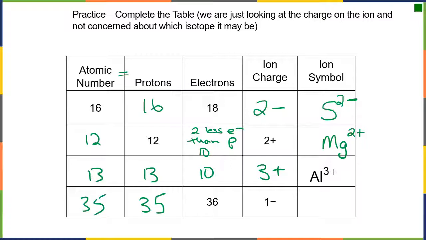So we have element 35 with 35 protons. Off of our periodic table, we've realized this is bromine, and we take the charge, which is minus 1, and put it as a minus. The 1 is implied, and we don't use it when we add a minus 1 or a plus 1 on our charge for our ion.